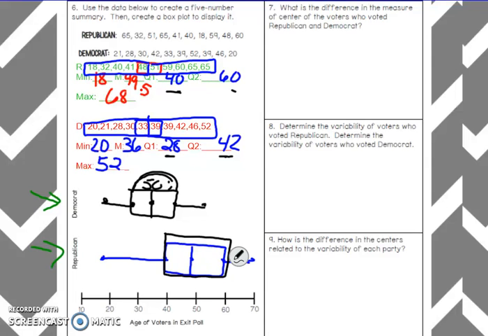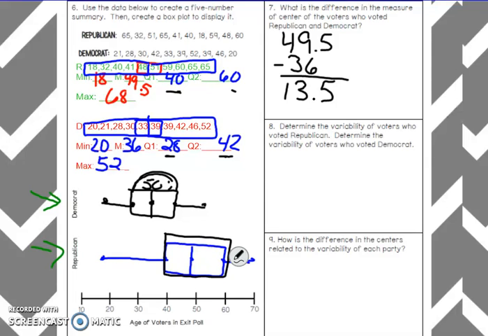So now let's answer some questions. It says, what is the difference in the measure of center of the voters who voted for Republican and Democrat? So the measure of center is the medians. The median of the Republicans is 49.5. The median of the Democrats is 36. So when you subtract those two, you get 13.5. So the middle age of a Democratic voter was 36. The middle age of a Republican voter was 49.5. So there's a 13.5-year difference between their middle numbers.